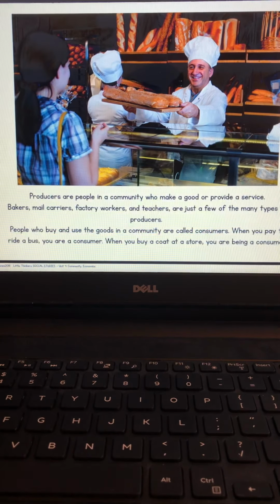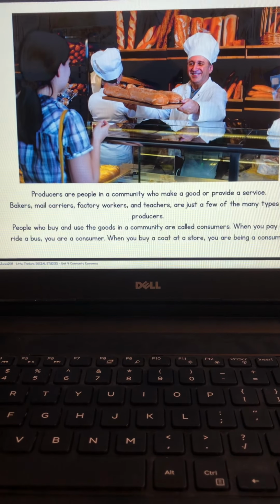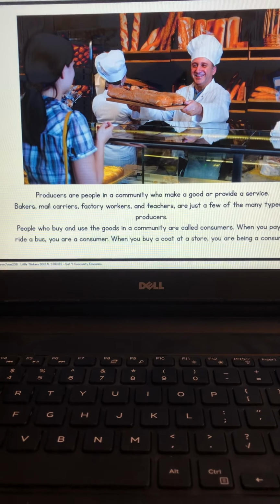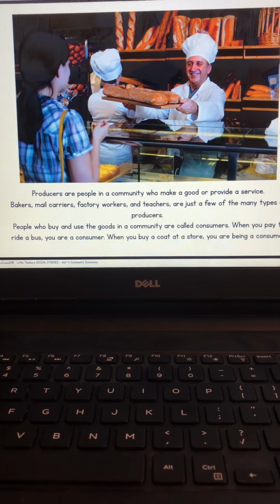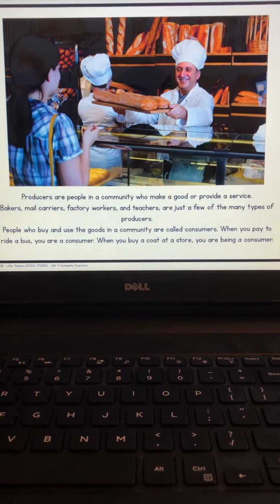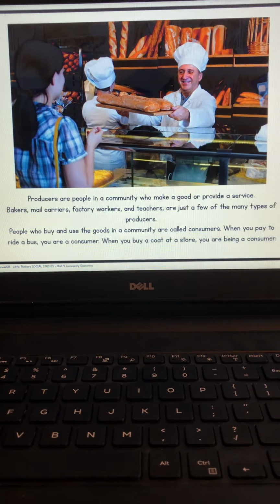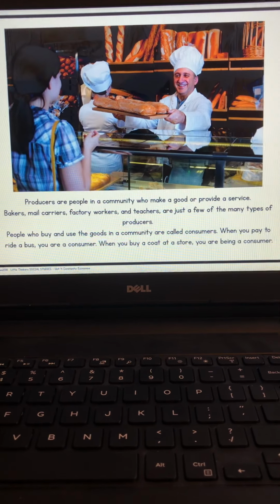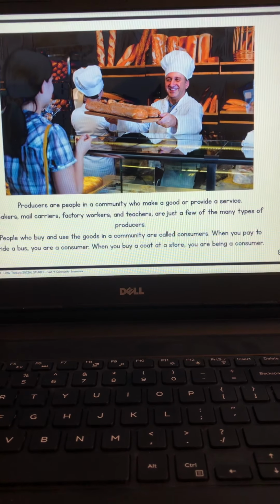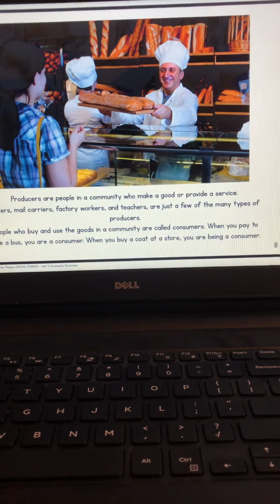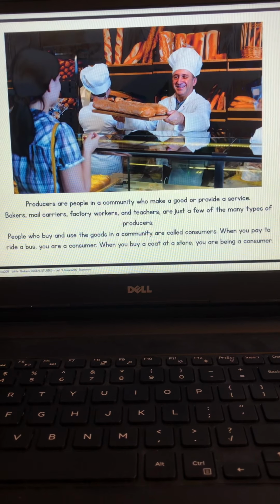Producers are people in a community that make something or provide a service. So this baker here, he is making a good, which is bread. So he's a producer. But also, if you're providing a service, you're a producer. If you're cutting someone's lawn because they can't cut their lawn themselves, then you're being a producer. That person's paying you to cut their lawn. So when you're making something, you're a producer.